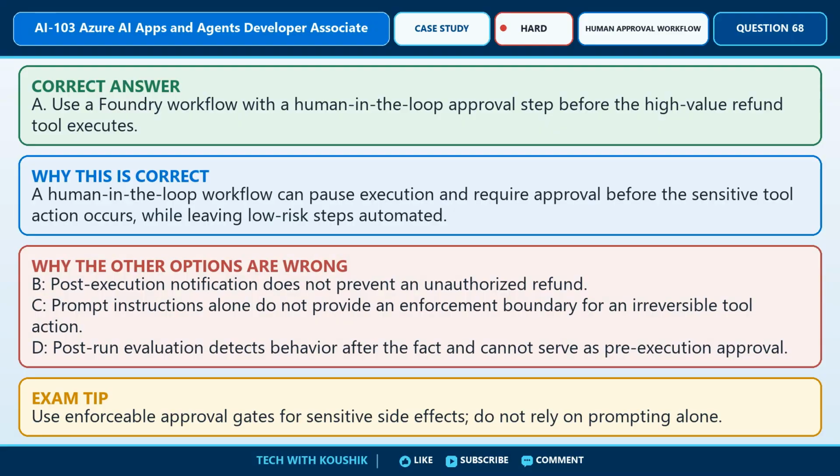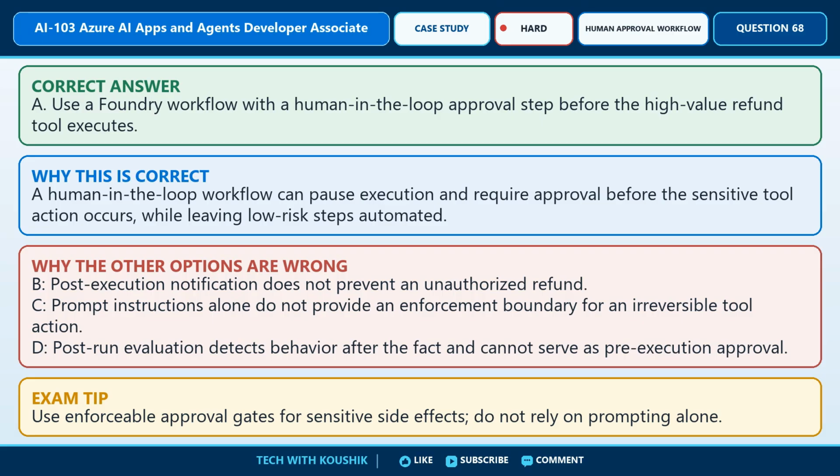The required response is Option A. Use a Foundry workflow with a human-in-the-loop approval step before the high-value refund tool executes. The requirement is satisfied because a human-in-the-loop workflow can pause execution and require approval before the sensitive tool action occurs, while leaving low-risk steps automated.